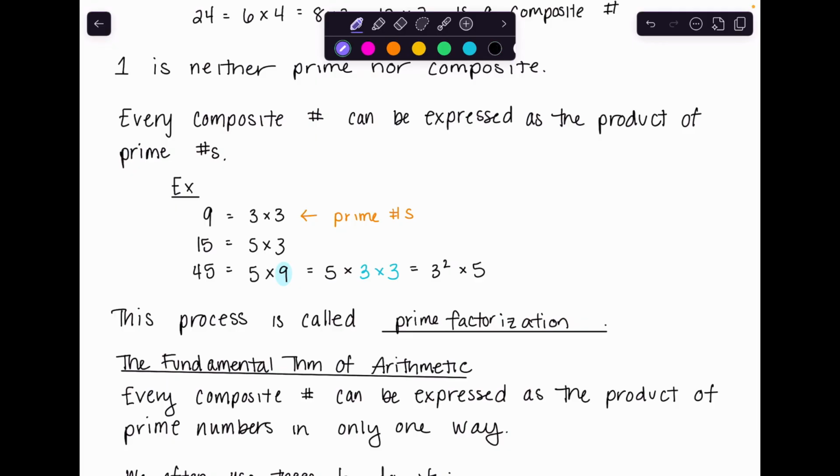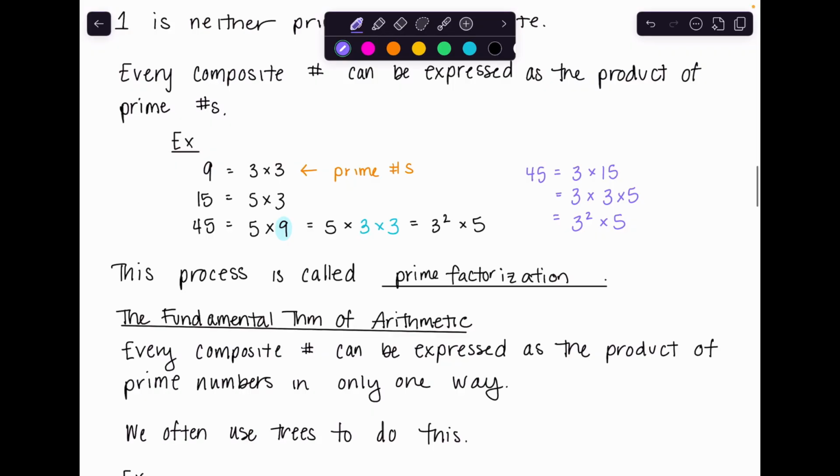And to just kind of show you, we can do that with this 45 example. Instead, maybe you notice 45 is divisible by 3, so you write that as 3 times 15. And then the 15 you break down further, 15 is 3 times 5. So in the end, you still end up with the same prime factorization, even though I got there a different way. So every composite number is unique and has one prime factorization.